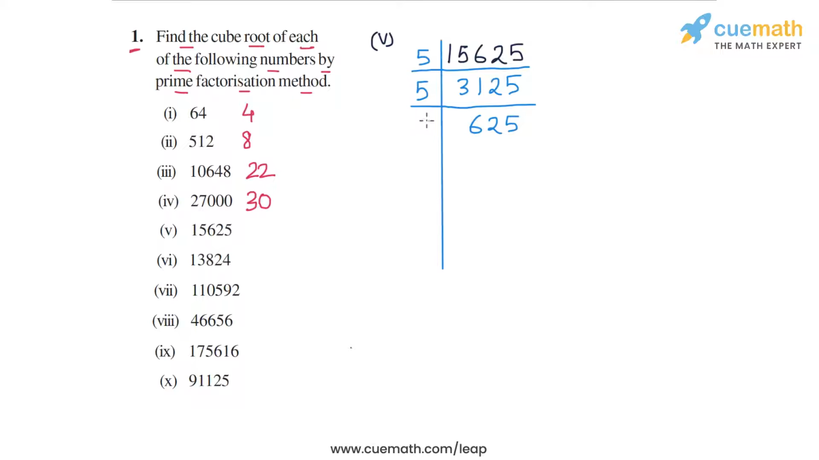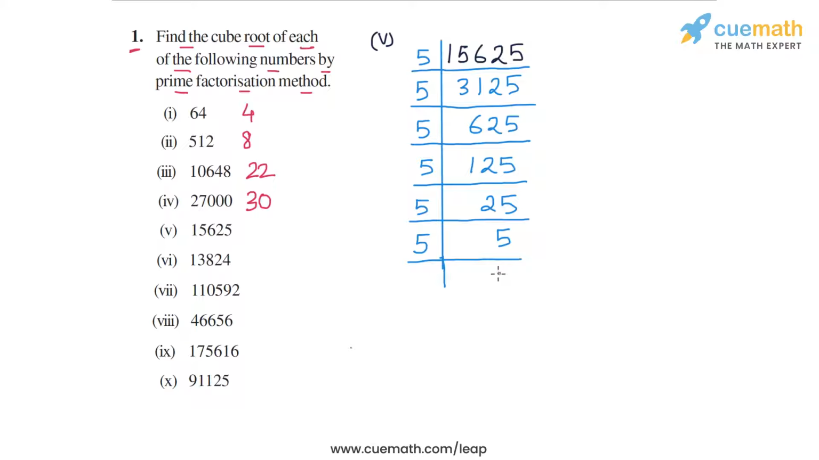This is also a multiple of 5. So we take out 5 again and this gives us 125. 125 is also a multiple of 5. So we take out 5 again and that gives us 25. And we can take out 5 yet again. That will give us 5. And finally we can take out the last 5 and that will give us 1. So this number, 15,625, is only made up of 5s and it has 6 repetitions of 5.